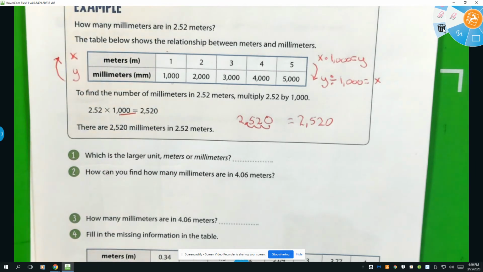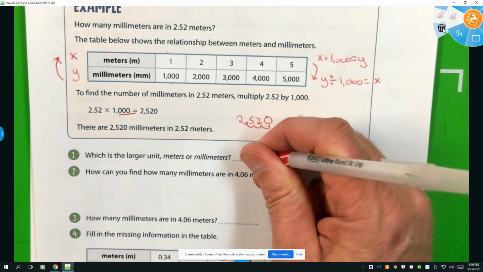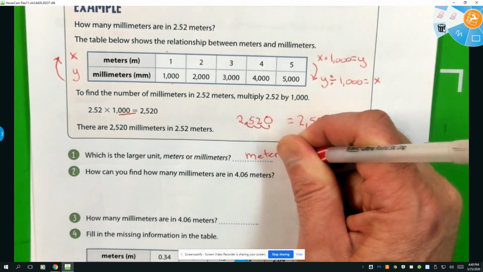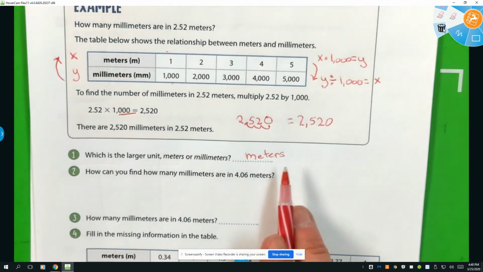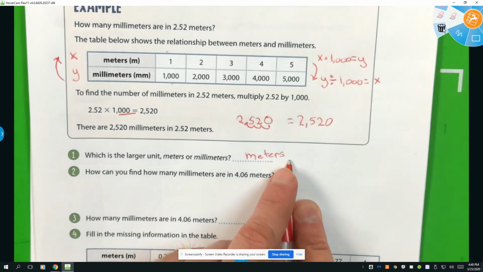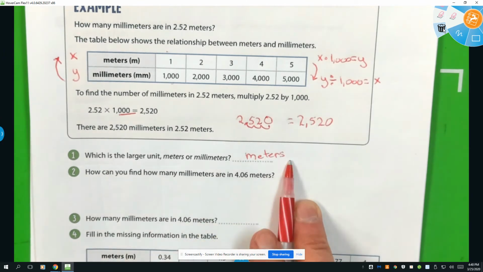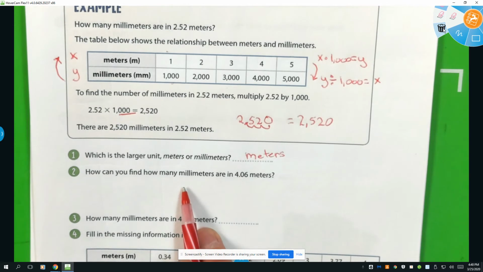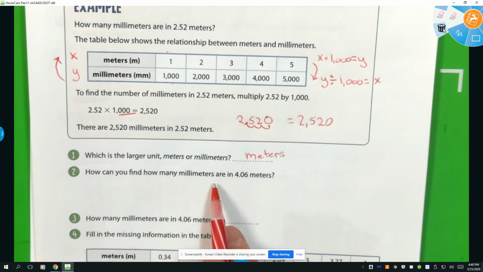So which is a larger unit? Meters or millimeters? Okay, get a quick answer for you. What's larger? Okay, meters are larger. Millimeters are just barely the width of the tip of that pen. Okay, how can you find how many millimeters are in 4 and 6 hundredths meters? Give you 30 seconds.